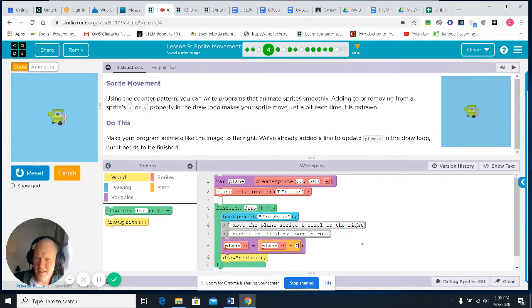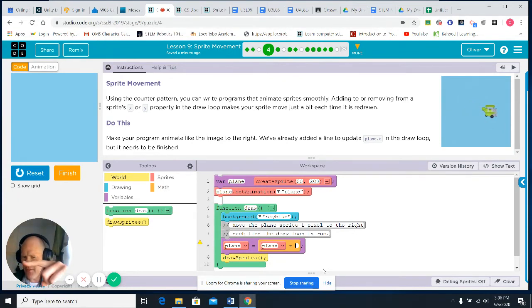Still moving right. Let's change it to 5. Plane.x gets the value of plane.x plus 1, or plus 5. See how it's moving a little bit quicker? We're changing it by 5 pixels every time it runs the draw loop.